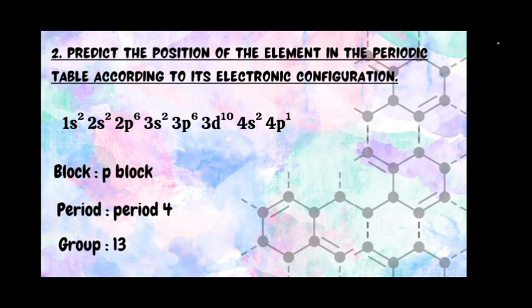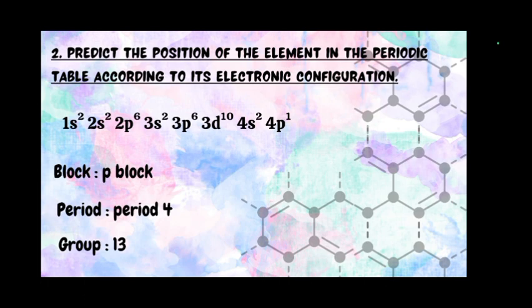Based on its electronic configuration, we can predict the position of gallium in the periodic table. Since the last orbital that is filled with electrons is the p orbital, we can conclude that gallium is located in the p block of the periodic table. Next, the highest principal quantum number of gallium is 4. Therefore, we can tell that gallium is located in the fourth period of the periodic table.